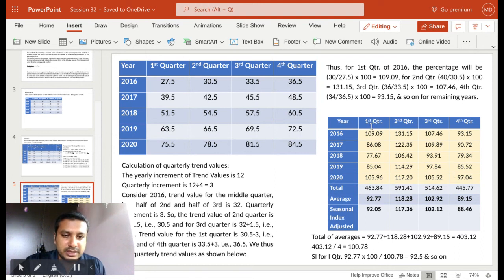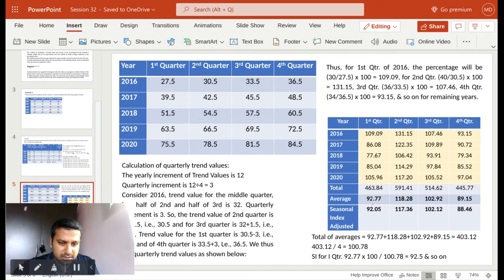Next, the first quarter values you have to total. It is a normal calculation, like how you do the seasonal index in the last step. The first quarter, add all from 2016 to 2020 and take the average. Second quarter, add and take the average: total 514, average 102. Fourth quarter, add, total 445 and average is 89.